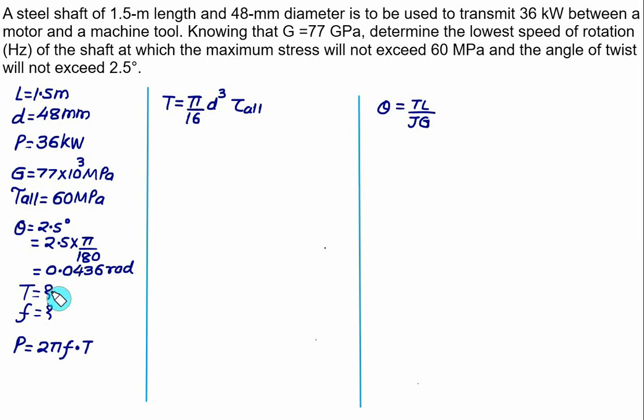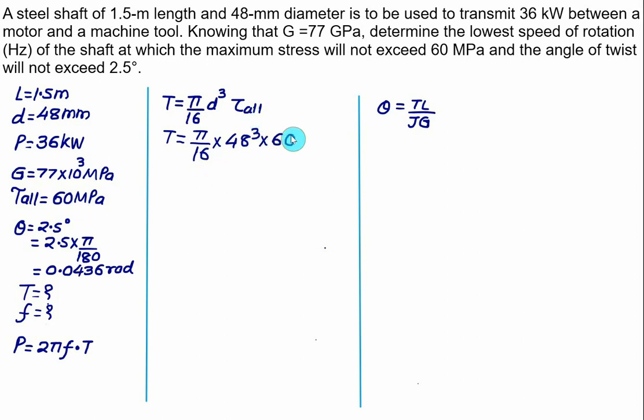Once we know the value of torque, we can calculate the frequency f because power is known to be 36 kilowatt. So let's start with the torsion formula. Torque is equal to pi by 16, so we have pi divided by 16. Diameter D is equal to 48, so we have 48 cube multiplied by tau allowable. Tau allowable is equal to 60.